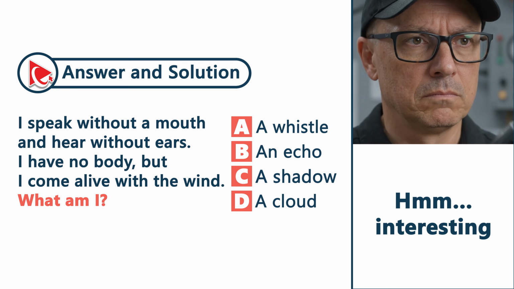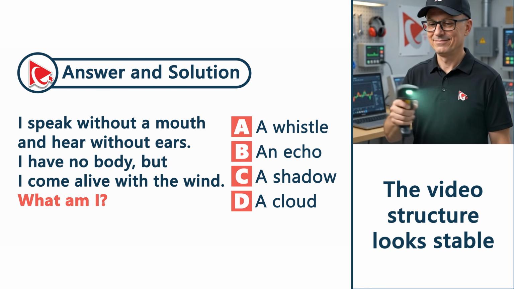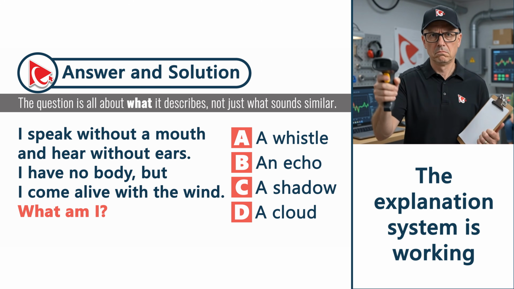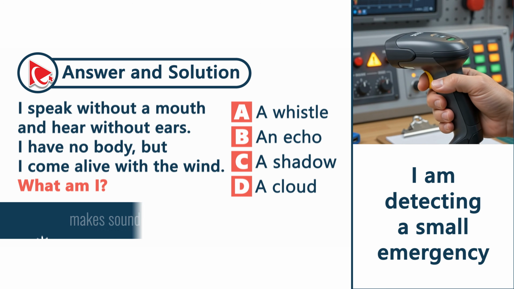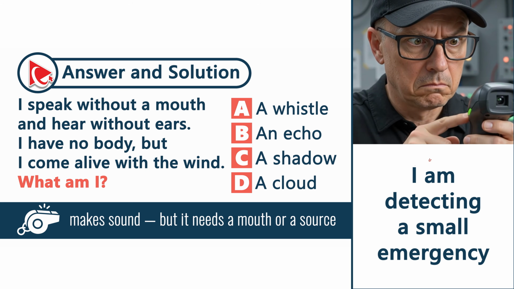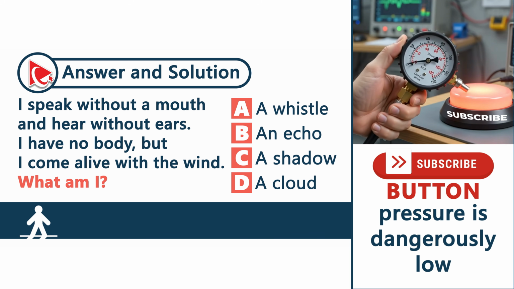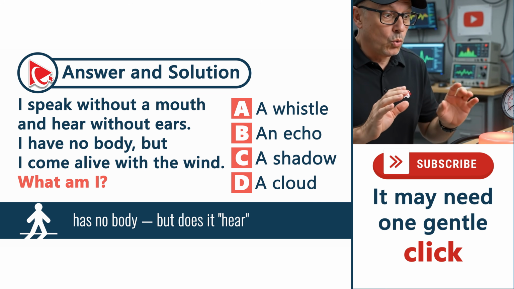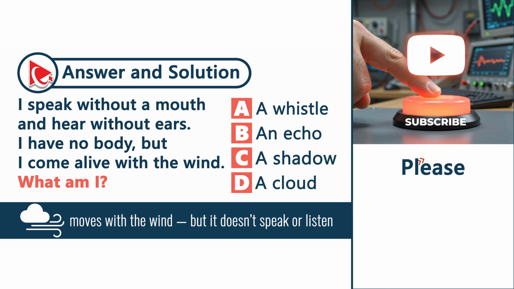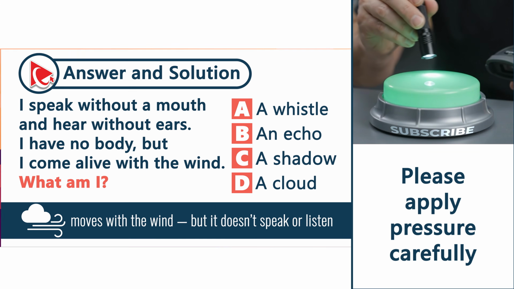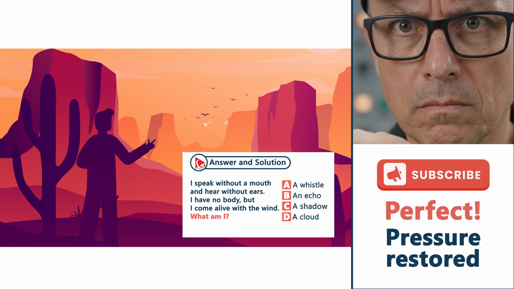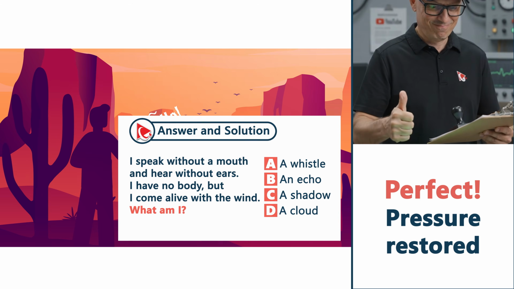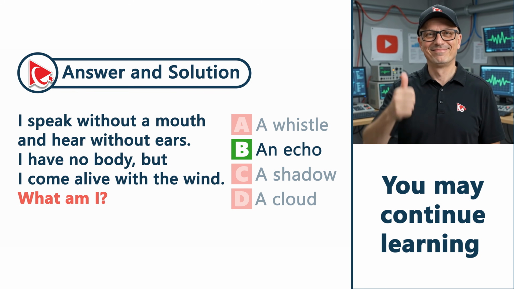What is your guess? Some of these options might seem obvious at first, but remember, the question is all about what it describes, not just what sounds similar. And here's why. A whistle makes sound, but it needs a mouth or a source. A shadow has no body, but does it hear? A cloud moves with the wind, but it doesn't speak or listen. Think about something that travels on air, repeats itself, and doesn't really exist in a physical form. The correct answer here is choice B, an echo.